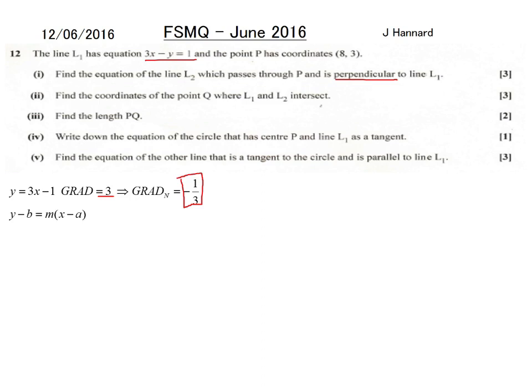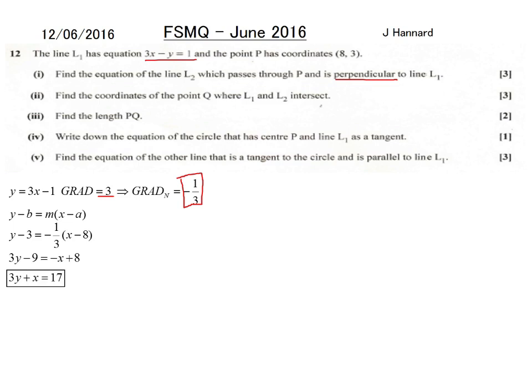y minus b equals m times x minus a. We've got a point, we've got a gradient. Times through it by 3 there to get rid of the fraction, and you end up with that. Tidying up, 3y plus x equals 17.